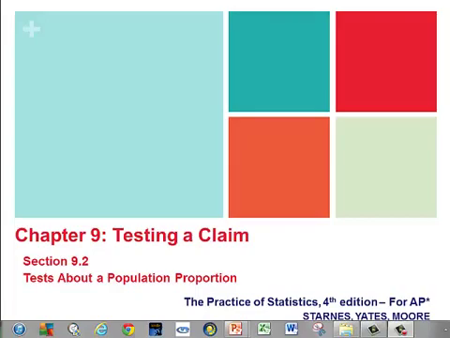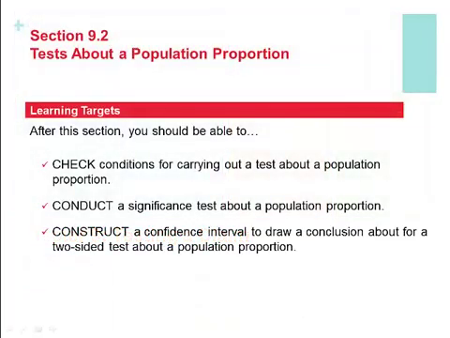Today we're going to finish up section 9.2, test about a population proportion. After this section, we should be able to check the conditions for carrying out a test about a population proportion, conduct a significance test about a population proportion, and in particular today we're going to do a two-tailed test, and also construct a confidence interval to draw a conclusion about a two-sided test about a population proportion.